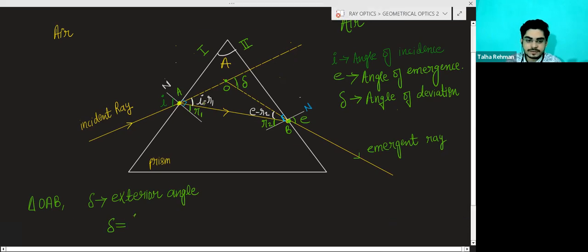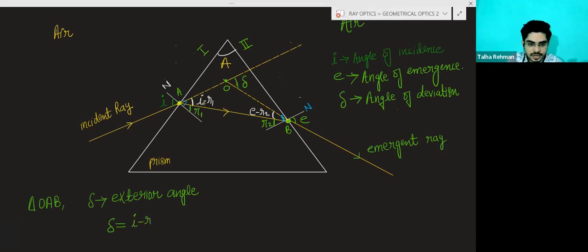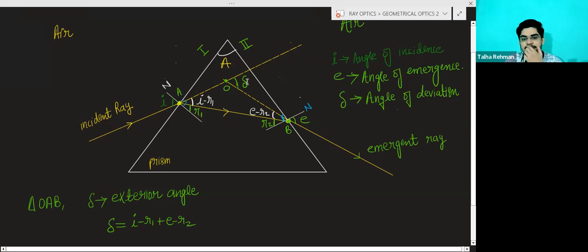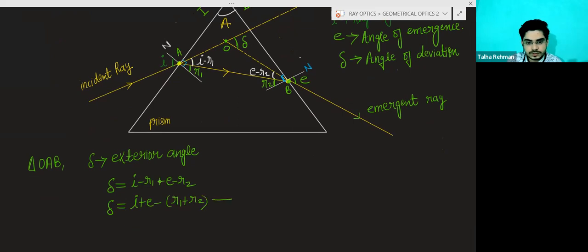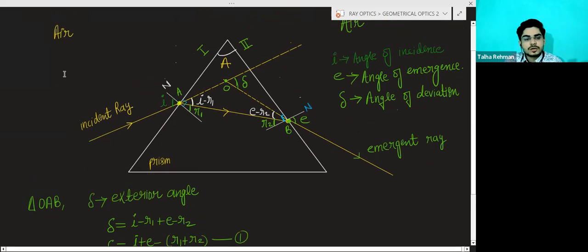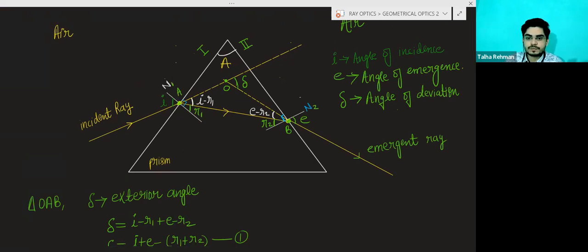This angle is I minus R1, right? So I minus R1 plus E minus R2. Exterior angle is equal to this angle plus this angle, the sum of opposite interior angles. So I can write del is equal to I plus E minus R1 plus R2. This is equation number one. Now this is normal one, this is normal two.